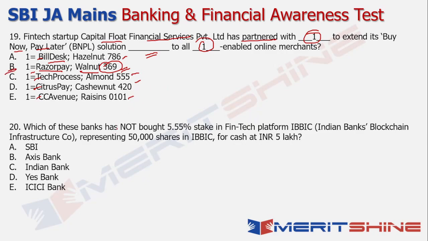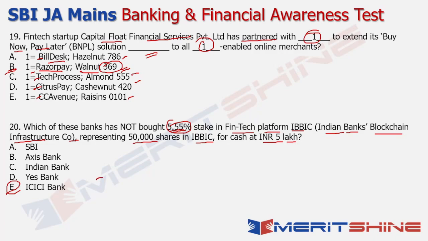The next question is, which of these banks has not bought a 5.55% stake in the fintech platform IBBIC, the Indian Banks' Blockchain Infrastructure Company, representing 50,000 shares in IBBIC for a cash consideration of INR 5 lakh. The answer in this case is that there were 6 banks which had taken up a 5.55% stake, and ICICI was the one which did not take 5.55%. It took 5.44%, representing 49,000 shares.